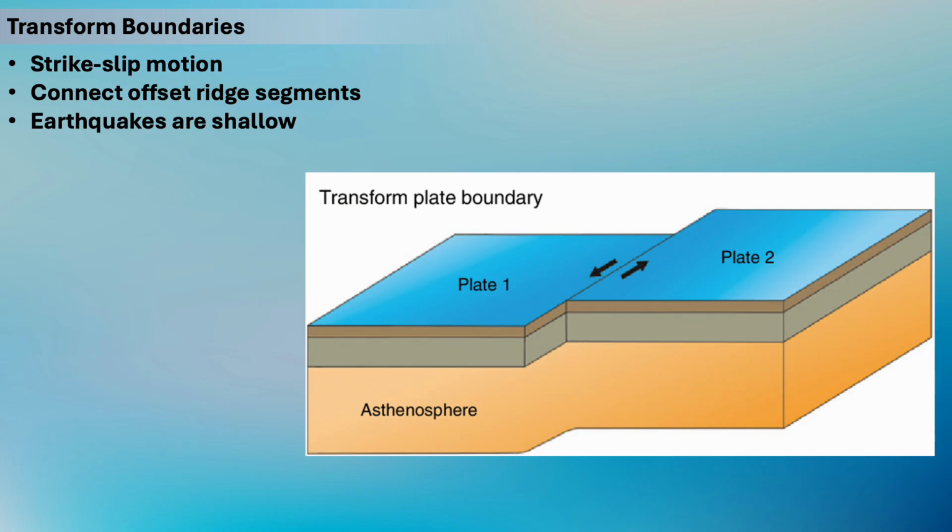Although transform boundaries are often associated with earthquakes, their broader role in the plate tectonic system is geometric. They allow plate motion to remain continuous across Earth's curved surface by linking segments of divergent and convergent boundaries. Without transform boundaries, the global pattern of plate motion would not be mechanically possible.